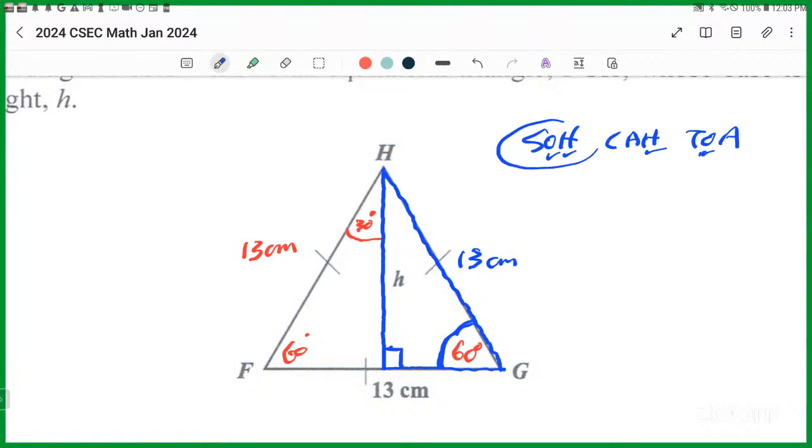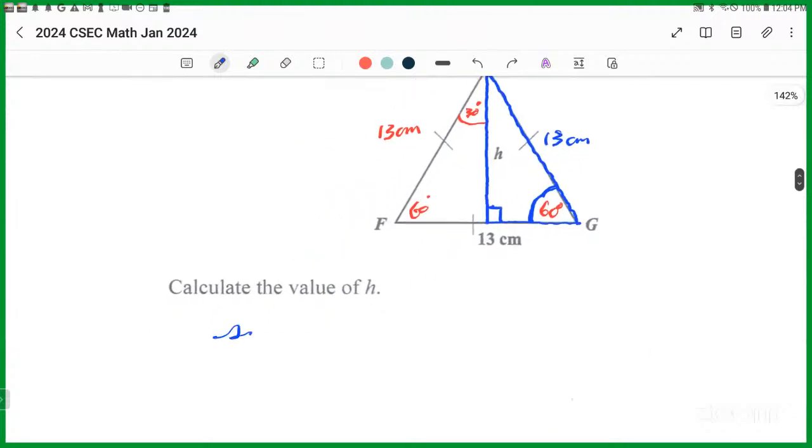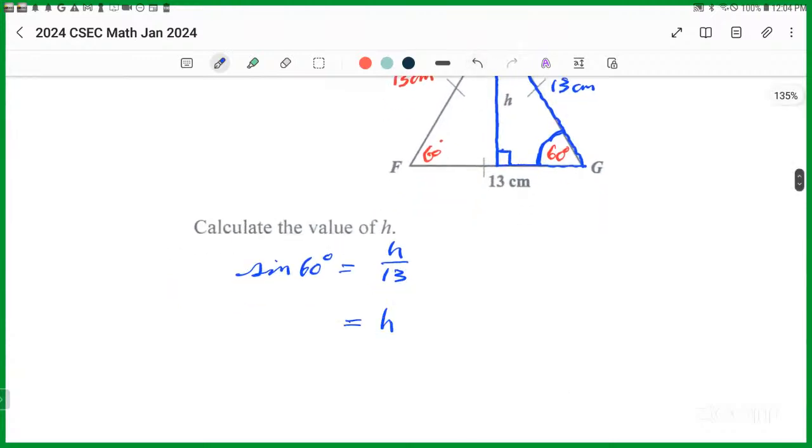So this one with two ticks is telling you which one you have to use. With practice, you will automatically know which one to use without having to do this. So this one I can use sine to do it. So I can use sine of 60 degrees equals the opposite side H over the hypotenuse of 13. Then to make H the subject, I could take the 13 and multiply it up here. And so the H will be equal to 13 times the sine of 60 degrees.